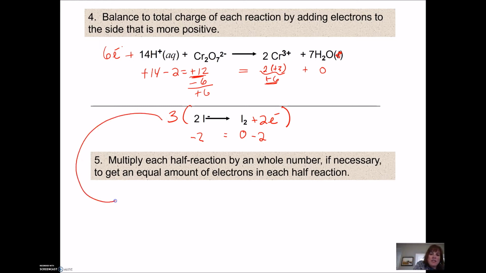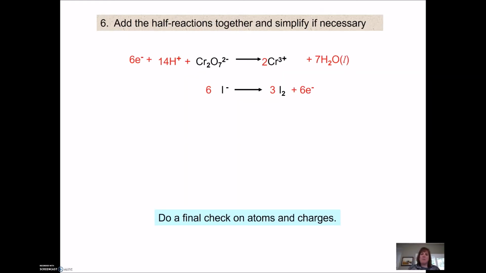So I'm going to do this down here. 3 times 2 is 6I minus. Then we got our little arrow. 3 times 1, if there's nothing here, that's just a 1, not a 0. So that's 3I2. Plus 3 times 2 is 6 electrons. So now I have 6 electrons in the first reaction and I have 6 electrons in the second reaction. We are good now for our very last step, which is to simplify and combine.